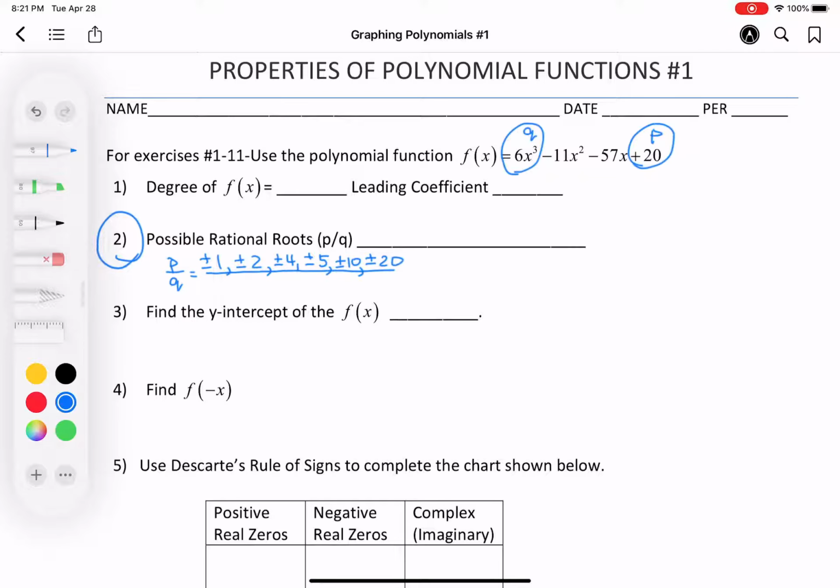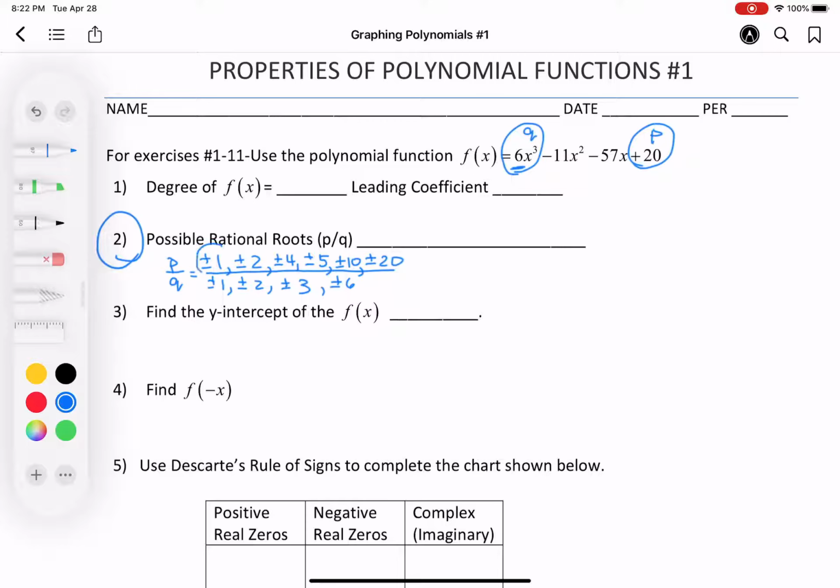Then I have to do q, and q is 6. So what numbers do I multiply together that give me 6? So I know 1 times 6 gives me 6. Let's try 2. Yeah, well, 2 goes into 6, right? 2 times 3. And that's it. So we're going to go through each one to get the possible rational roots.